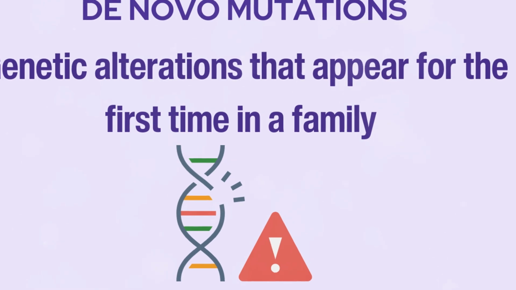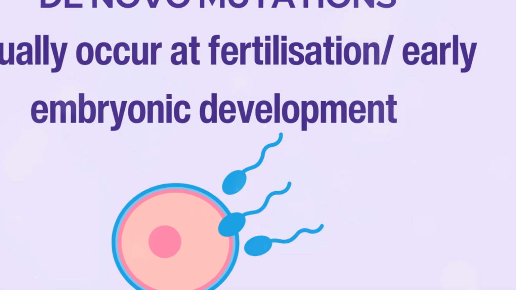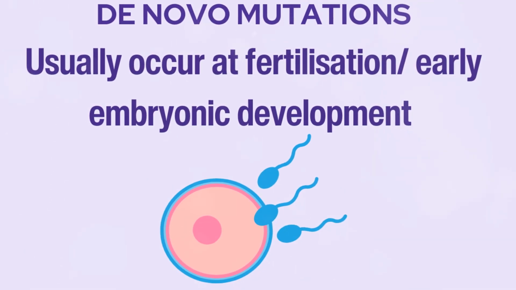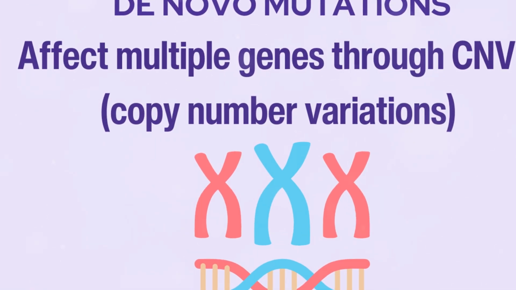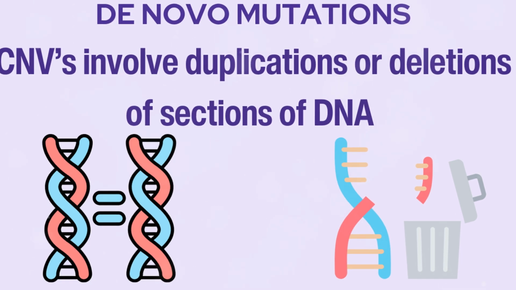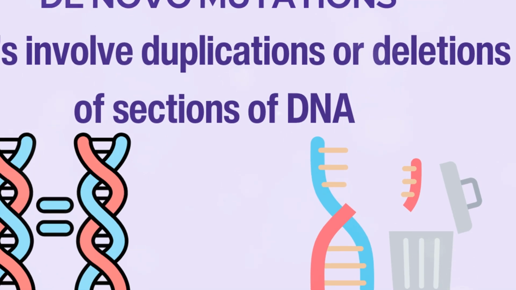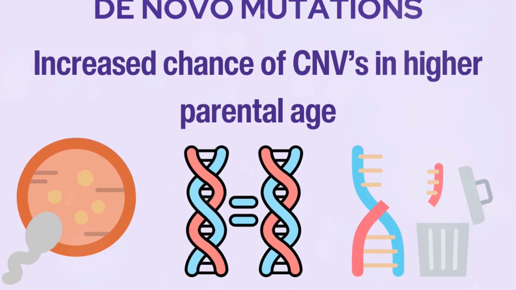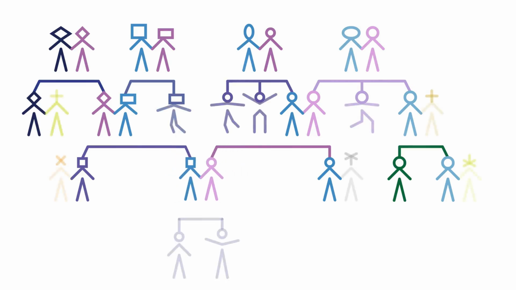De novo mutations are genetic alterations that appear for the first time in a family. They can occur in a parent's germ cell, either the egg or sperm, or during fertilization and early embryonic development. These mutations affect multiple genes through what we call copy number variations, or CNVs. CNVs involve duplications or deletions of sections of DNA, and they're more likely to happen when the parents are older at conception. This explains why higher parental age is associated with a slightly increased risk of ASD. The discovery of de novo mutations in simplex cases highlights how ASD can arise independently of family history.